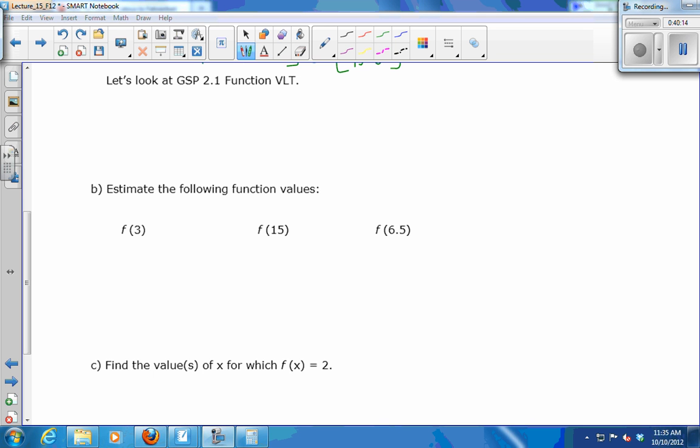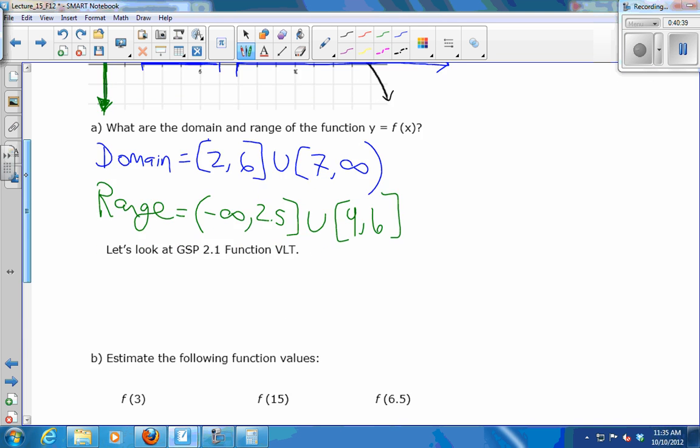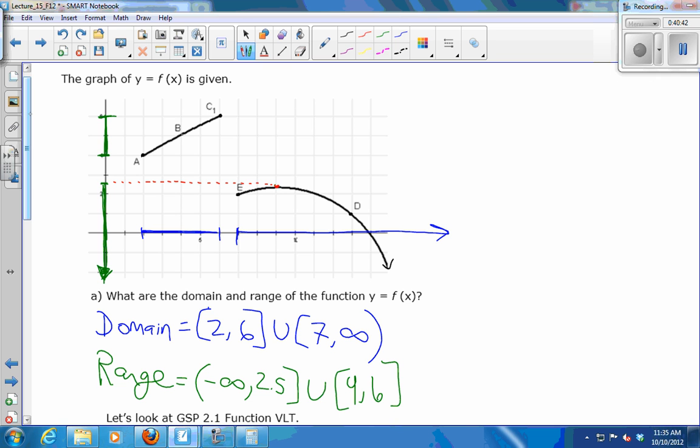Okay, so I want to estimate the following function values using my graph. Okay, so f of 3. 3 is what, an input or an output? An input. Anything that you see in parentheses there is an input. So that is an x value, and it's asking you for the y value. Okay, so I go up to my graph. Yep, so I go 1, 2, 3 is right here. I go up to the graph and see what my y value is. Looks like about 4.5.